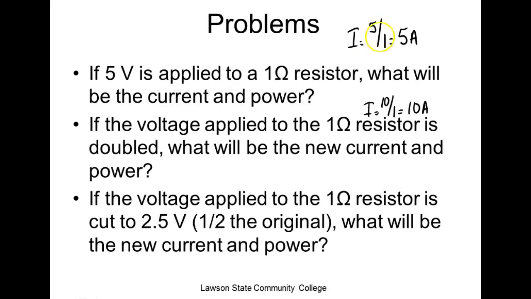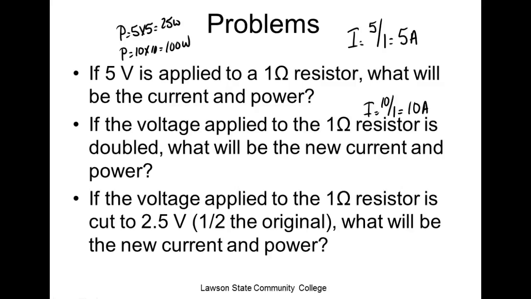So up here I said 5 divided by 5. So up here power would be 5 times 5. That's going to be 25 watts. Down here my voltage went to 10. My current goes to 10. That's 100 watts. So what did the power do? When I doubled the voltage, the power went up by a factor of what? 4, which would be 2 squared.